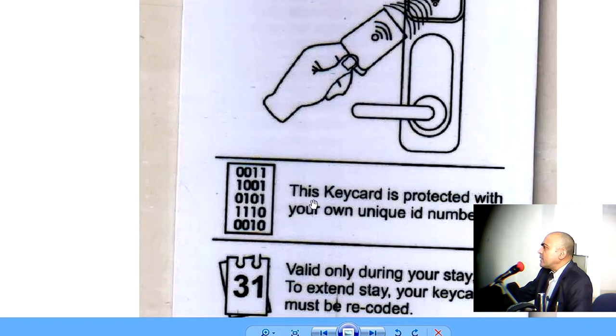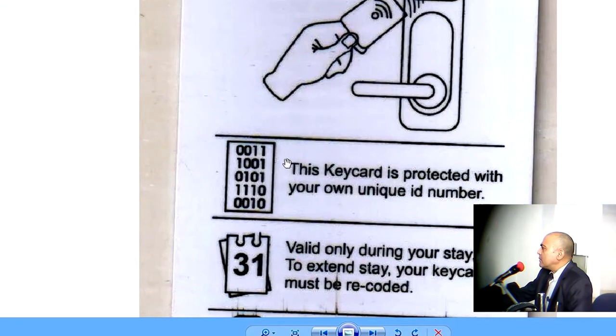The first thing is that this key card is protected with your own unique ID number. So this key will only open a specific room, and every room will have a very specific key. The keys are not interchangeable. That is number one. So nobody can mistakenly enter another person's guest room. So that is the first security feature.